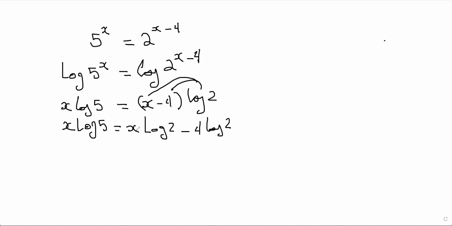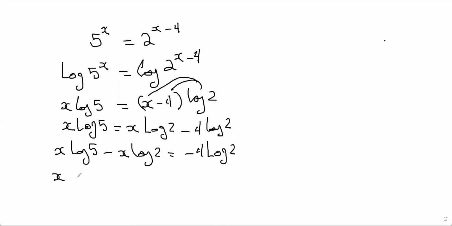Now we want to isolate the x, and to be able to isolate the x, I have to bring the x log 2 to the other side. So I'll end up with x log 5 minus, because the x log 2, when it moves to the other side, it becomes minus log 2, equals negative 4 log 2. Now we're going to take x here as the greatest common factor. So when we factor the x, we will get brackets log 5 minus log 2 equals negative 4 log 2.